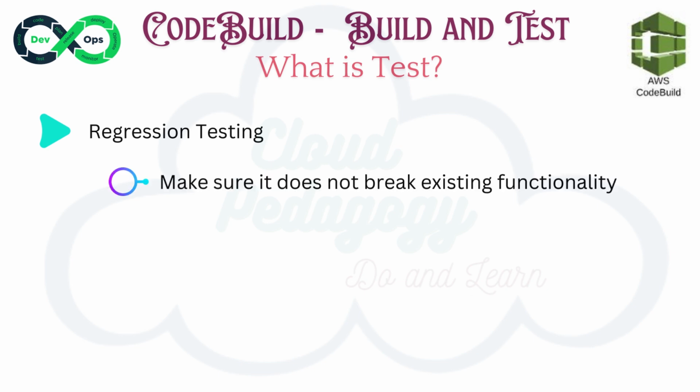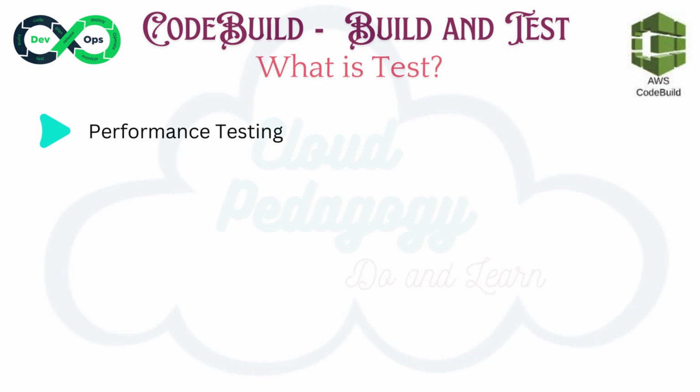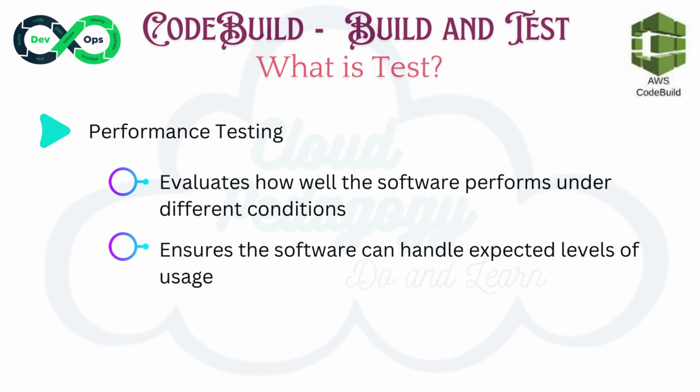Next, regression testing. Regression testing ensures that new changes or enhancements to the software do not introduce new defects or break existing functionality. It involves rerunning previously executed tests to verify that no unintended changes have occurred. And then we have performance testing. Performance testing evaluates how well the software performs under different conditions, such as load testing and stress testing. Load testing is like simulating multiple users. Stress testing is like testing beyond normal operational capacity. It ensures the software can handle expected levels of usage without performance degradation.